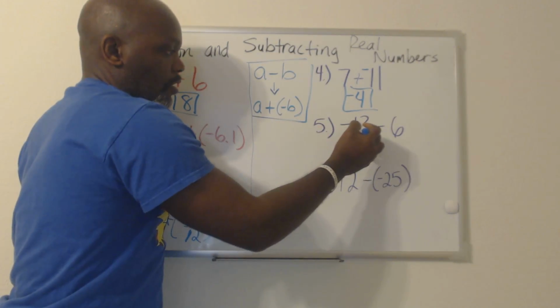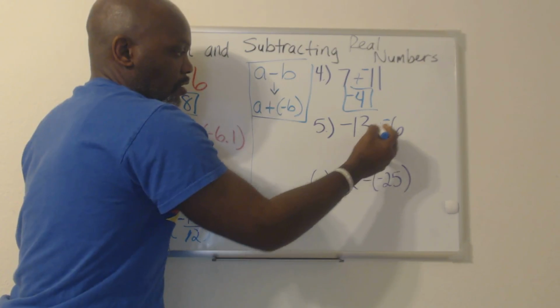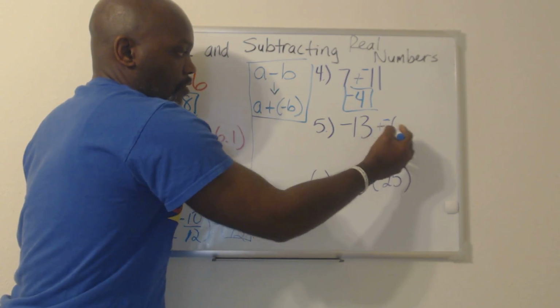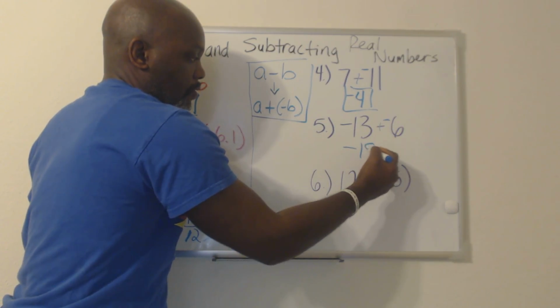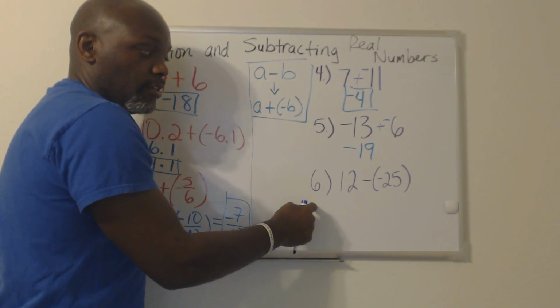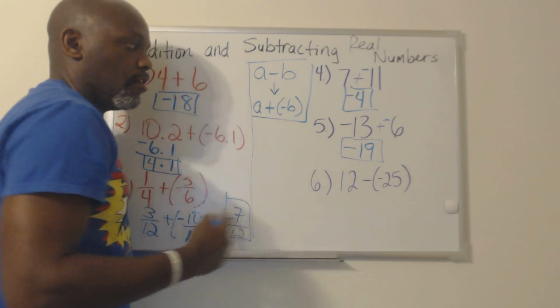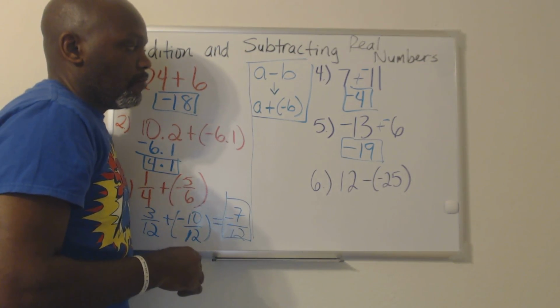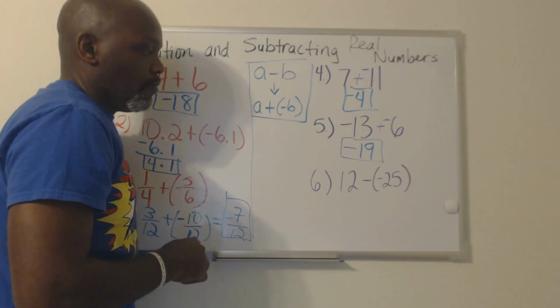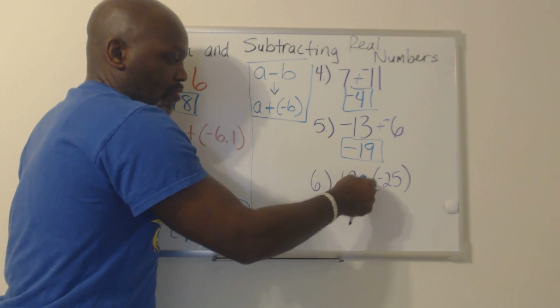Here we can do the same thing, negative 13 plus negative 6. We have negative 13 and negative 6, we get negative 19. Now when we get down to number 6, and if I'm going too fast, just go back over it, or you can pause it and catch up. 12 minus negative 25. So we are subtracting a negative.